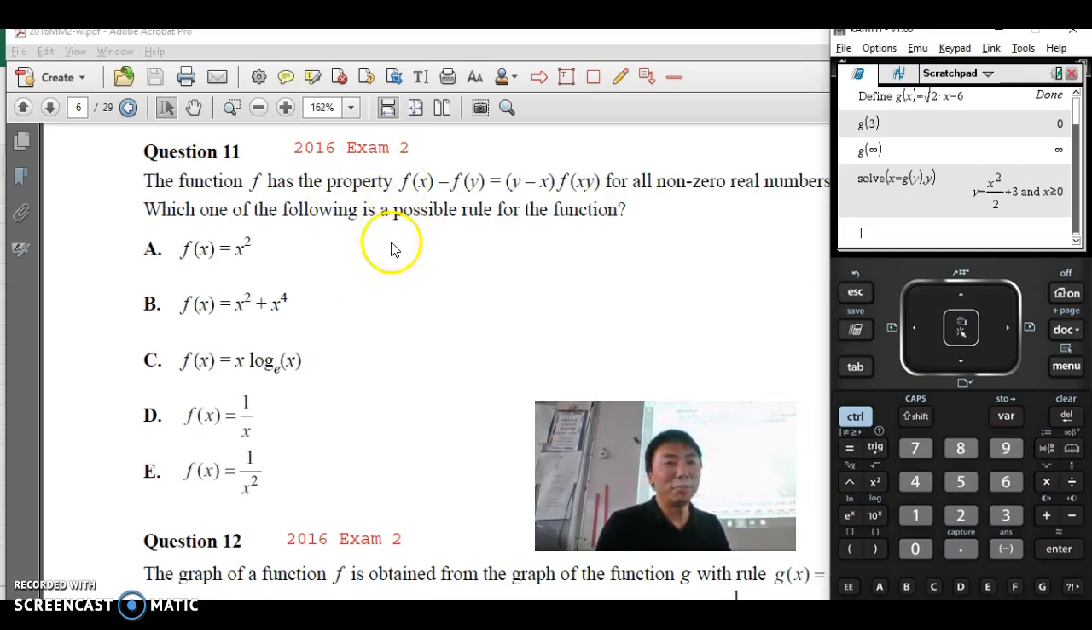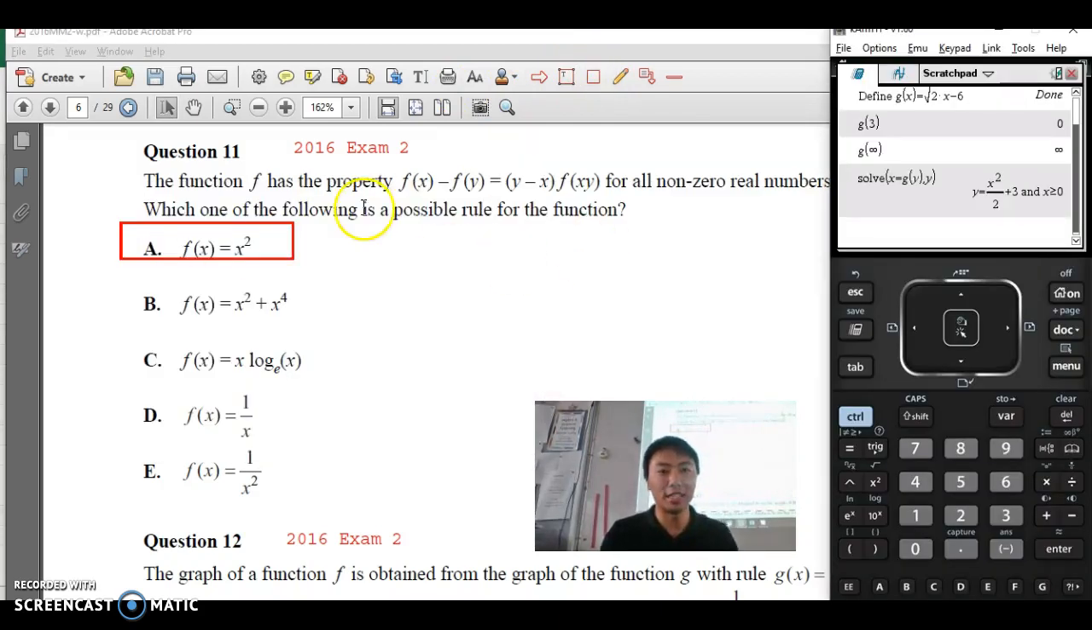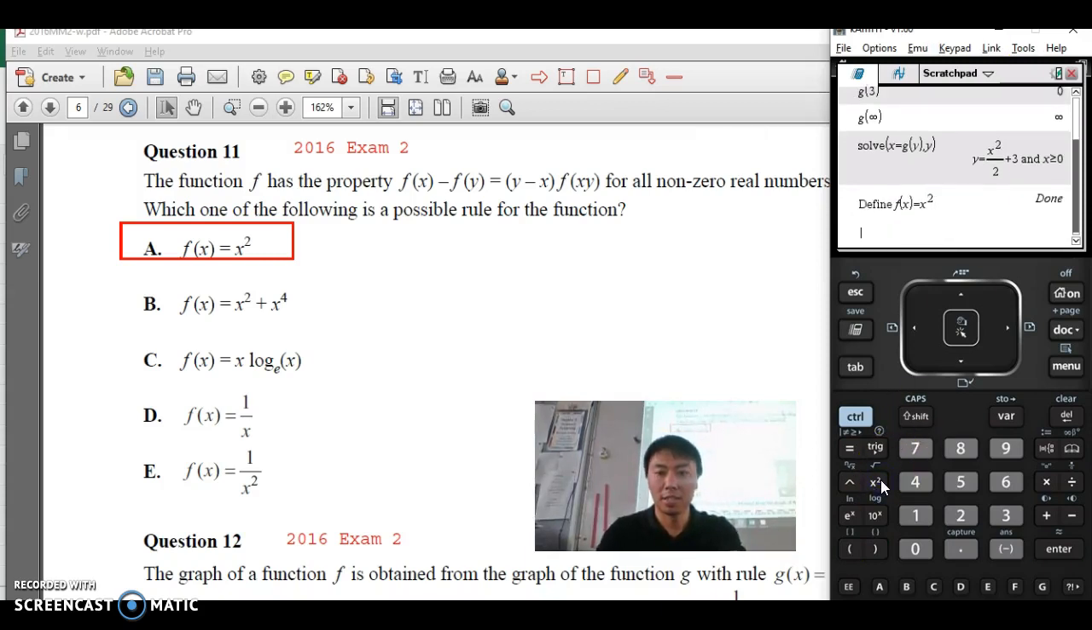So exam 2 2016 question 11. What you need to do is define f(x) in the calculator, then type in the function and see if it's working. So I'm going to define f(x) is equal to x squared. Then I type in f(x) minus f(y) equal to bracket y minus x times.